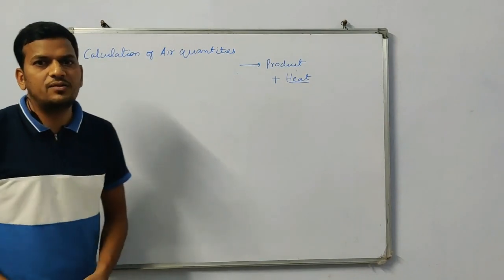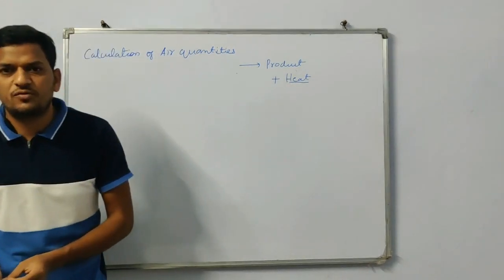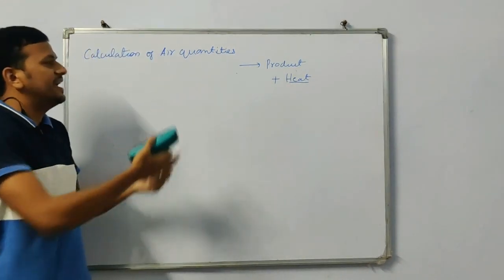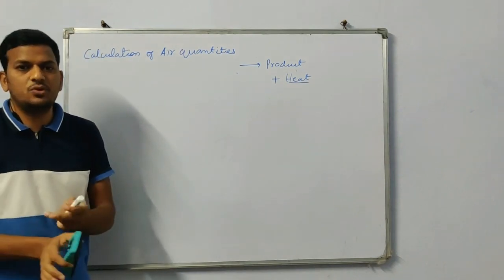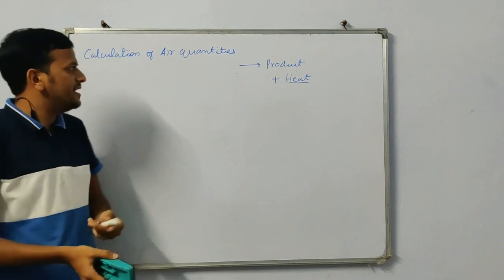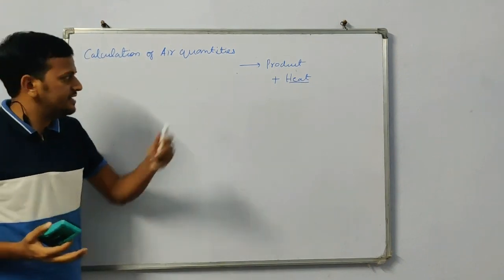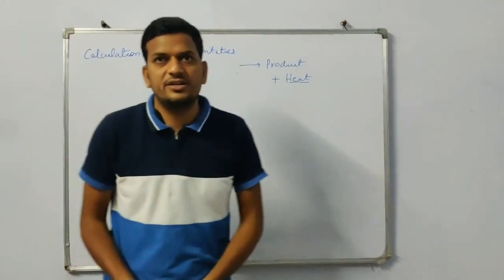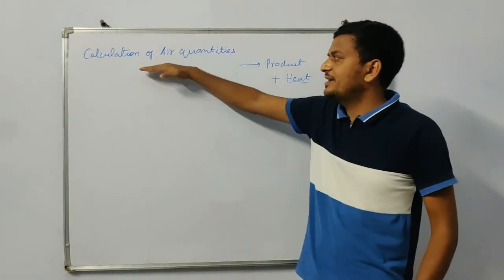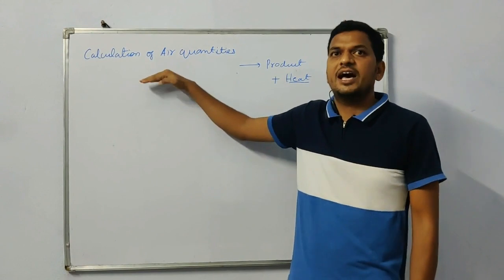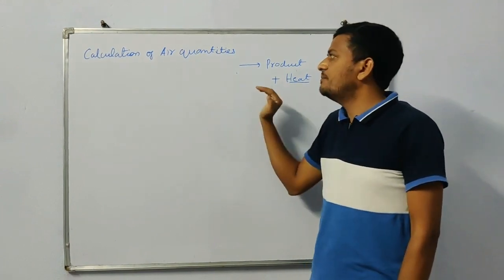Calculation of air quantity means finding out the amount of oxygen, and hence air, required for the combustion. In general, we don't supply pure oxygen, we supply air, and the oxygen present in the air will react with the fuel and give heat energy. So we are calculating the amount of oxygen required as well as the amount of air required for complete combustion.